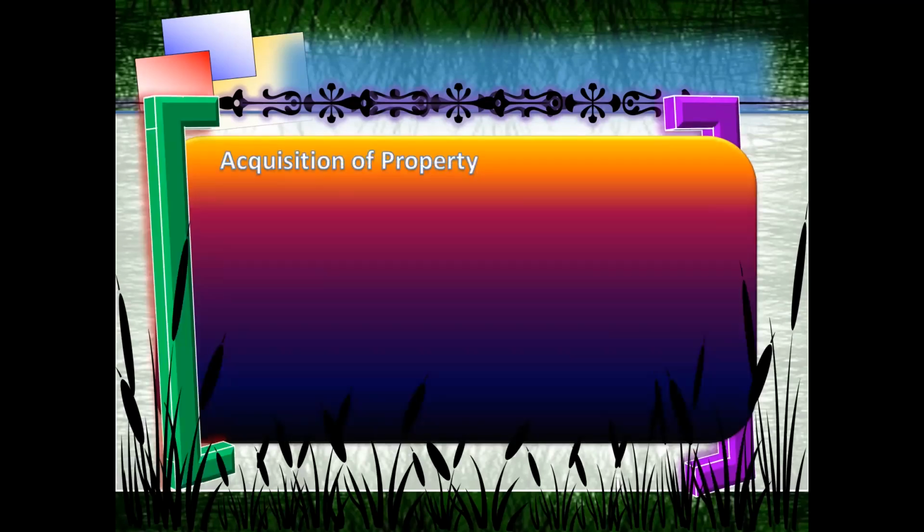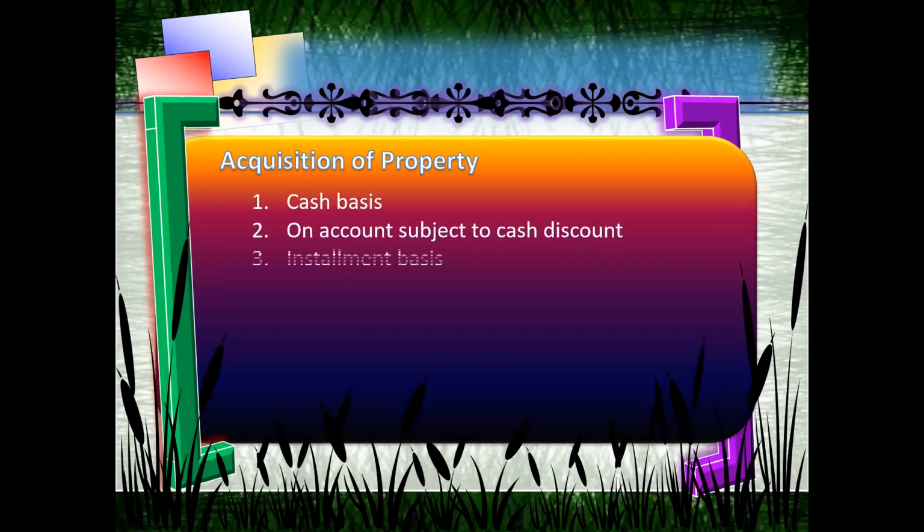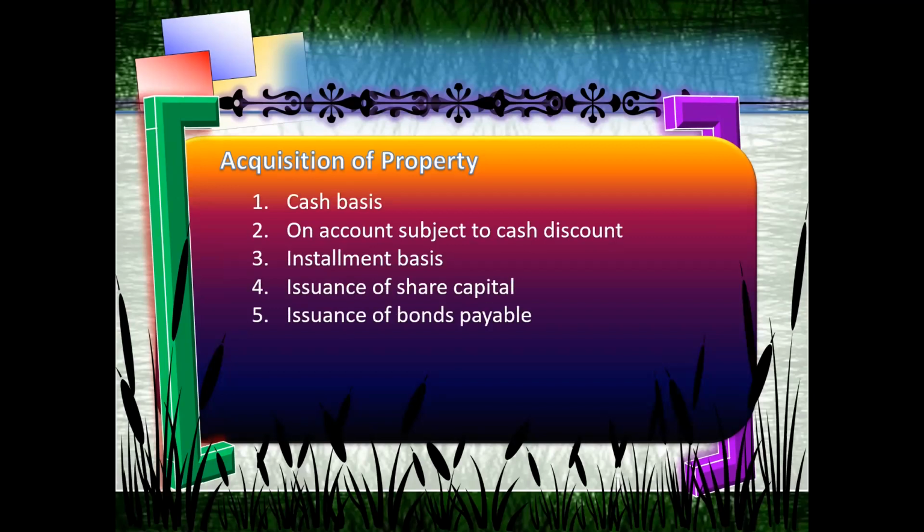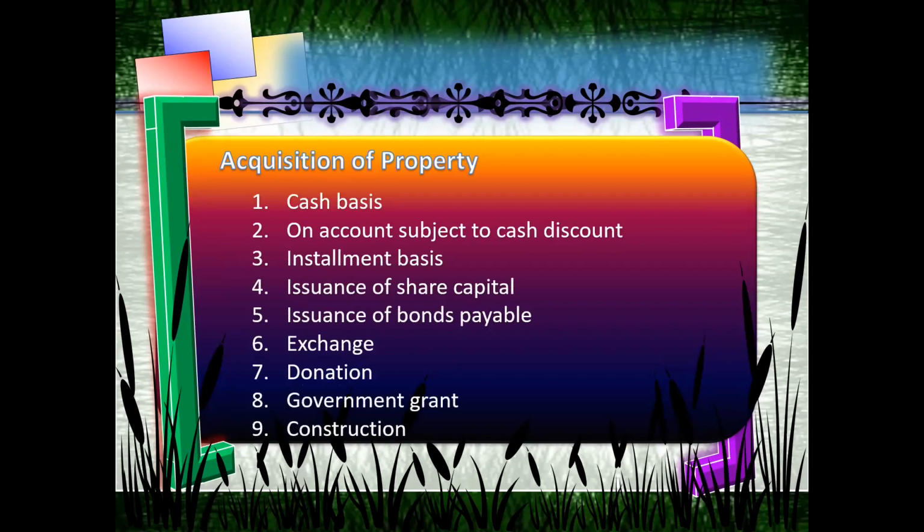Okay, so here we are at the acquisition of property. This is the core of our discussion. Here is the list of how we acquire, in what ways we can acquire property, plant, and equipment. These are the ways of acquiring property, plant, and equipment.